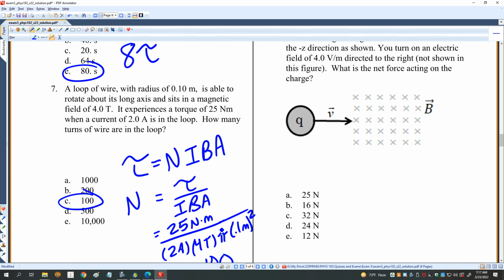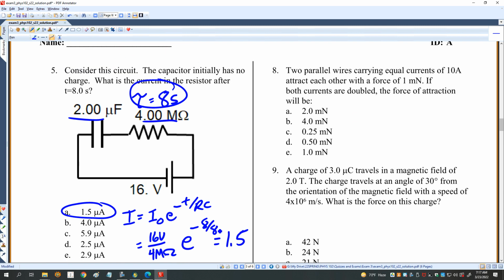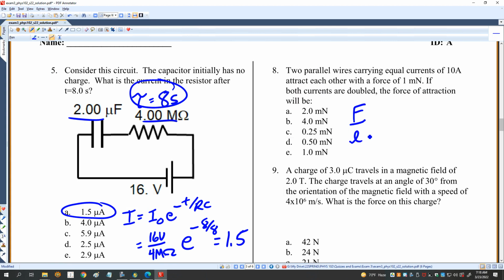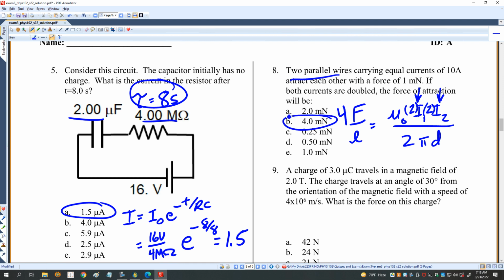Two parallel wires carrying equal currents of 10 amps attract each other with a force of 1 millinewton. If you double both the currents, then what happens to the force of attraction? Let's look back at our equation sheet. So we have F over L equals mu naught I1 I2 over 2 pi d. Here, these are our two parallel wires, and these are the currents. I'm doubling both of these. Everything else is staying the same, so that means I'm quadrupling the force. So the force was 1 millinewton, now it's going to be 4 millinewtons.